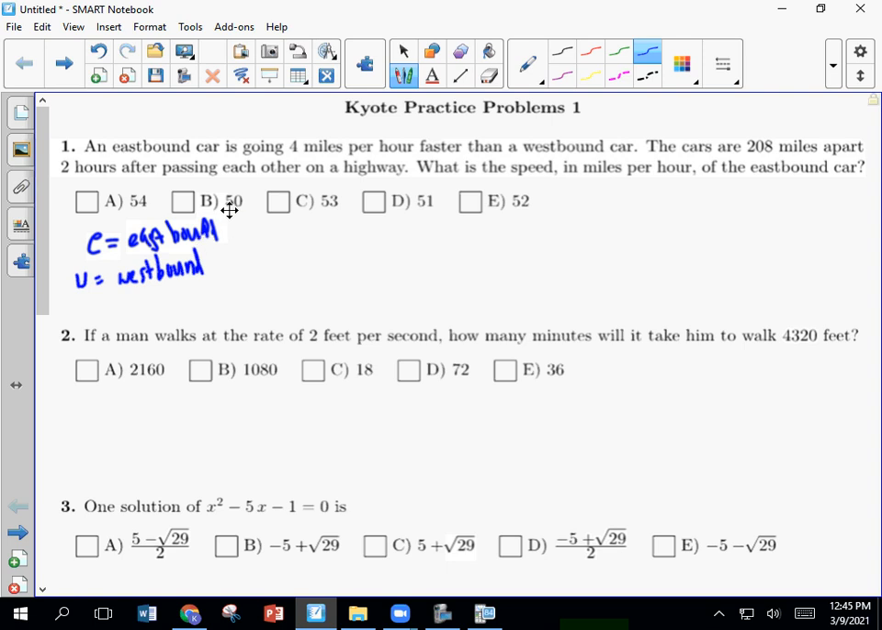Okay. An eastbound car is going 4 miles per hour faster than a westbound car. The cars are 208 miles apart, 2 hours after passing each other on a highway. What is the speed in miles per hour of the eastbound car? Like I said, to me, this is one of the more difficult ones. But it says the eastbound car is equal to the westbound car plus 4 miles per hour.